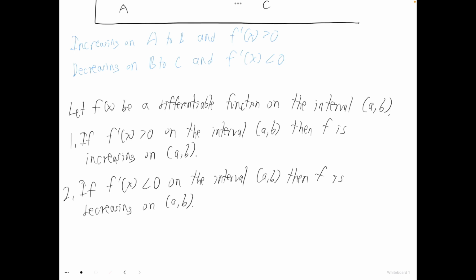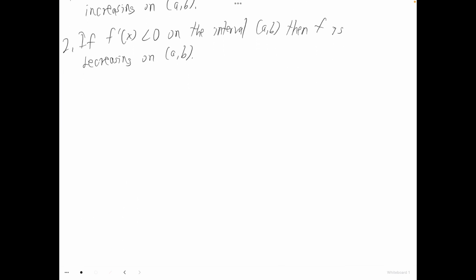And so this is an idea that we have mentioned before. We're just making it more formal. And so when the derivative is positive, we are increasing. When the derivative is negative, we are decreasing. And so we can make use of this to figure out when a function is increasing and decreasing. So we're going to look at an example of doing so.